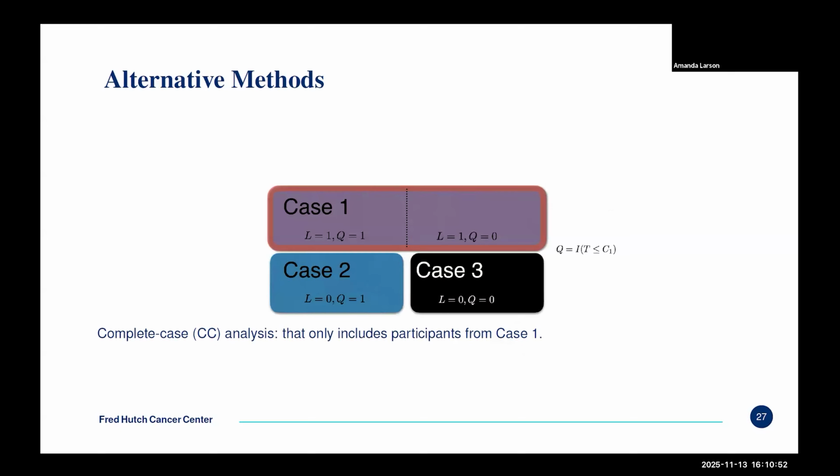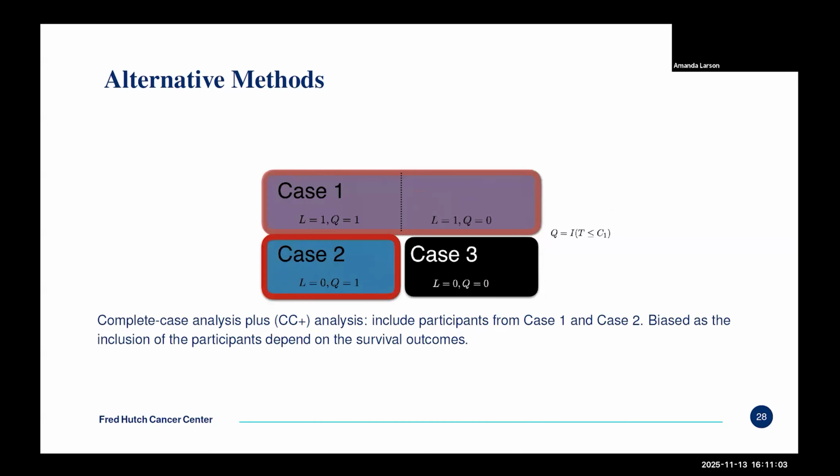As I said, case 1 is the complete case analysis, so we only include participants who have the linkage data. We could also say, this case 2 participants have the events in the trial, so why not just add them to the complete set? But it turns out that simply combining these two will be biased, because by adding case 2, your inclusion of participants will depend on their outcome, like having events happening in the trial.